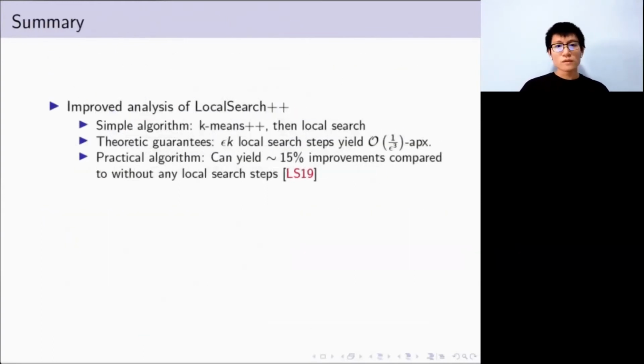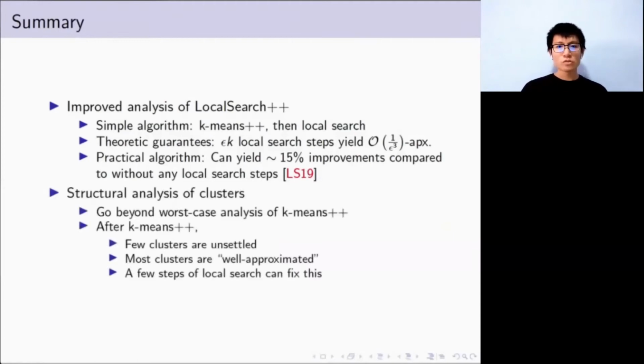So to conclude, we discussed an improved analysis of local search plus plus, which is simply running k-means plus plus followed by local search steps. It has good theoretical guarantees while also having practical benefits. For example, in the original local search plus plus paper, empirical experiments show that if you do some local search steps after k-means plus plus, you can improve the performance by around 15%. Another contribution of our work is the structural analysis of clusters.